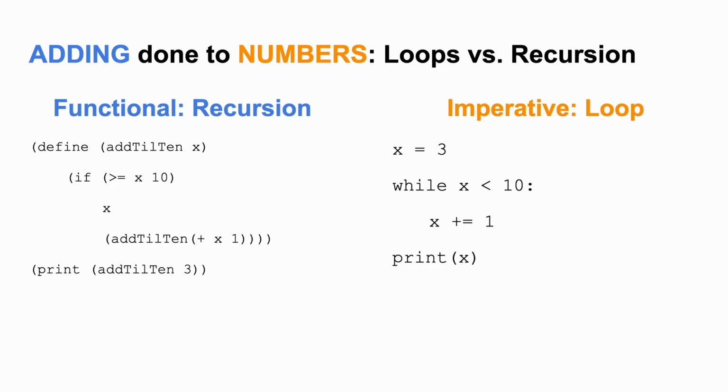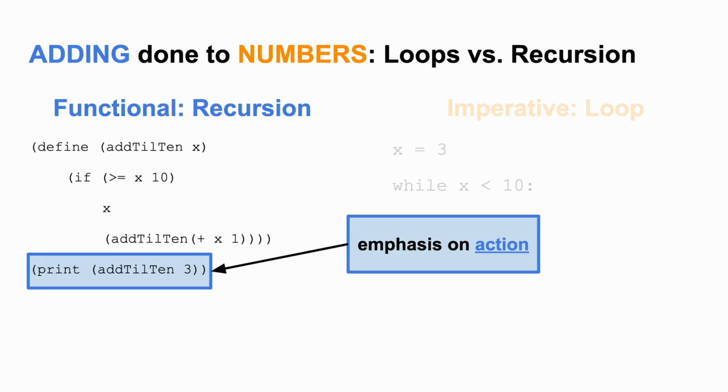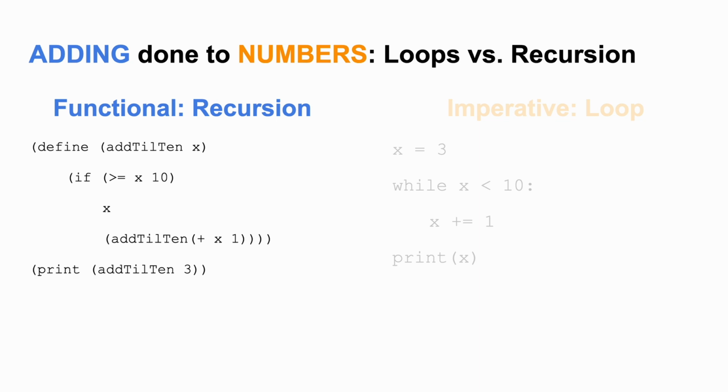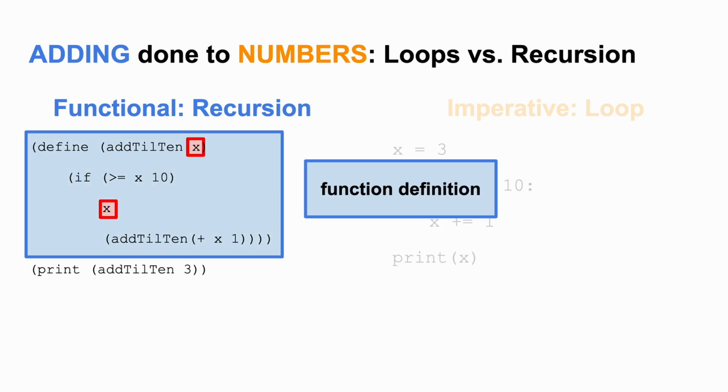We can notice that in the imperative example, we emphasize the thing by incrementing the value of a variable. In the functional example, we emphasize the action by combining function calls. One thing you might notice is that the functional version does not initialize or modify any variables. But wait, you might be thinking, what about these x's? Aren't these variables? These are parameters that go in the function definition, so they don't really count. When we get to the code execution, we do not store any data in variables like we did in the imperative implementation.